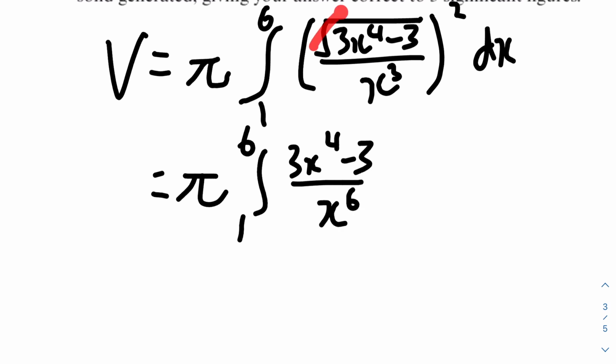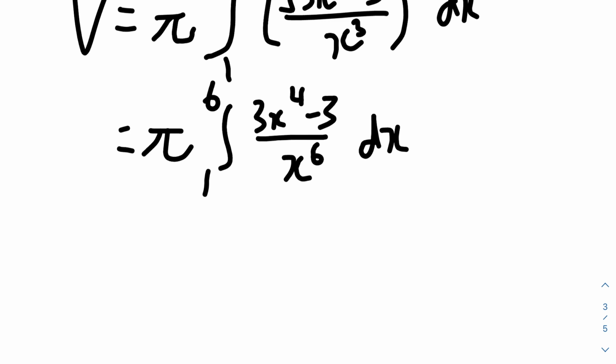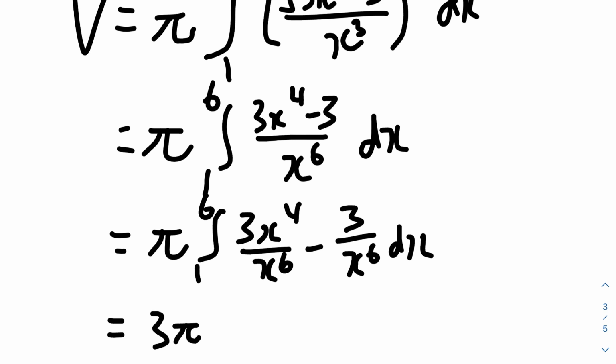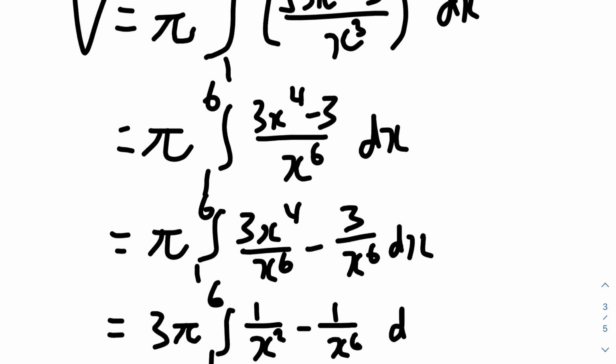Because we basically just get rid of the square root, but this remains, you have to square this, and dx. So what we can do now is split the integral into two different fractions. So pi times 1 over, from 3 x to the power 4 over x to the power 6 minus 3 over x to the power 6 dx. And now we can factorize the 3 out first, so it would be 3 pi from the integral 1 to 6 of 1 over x squared minus 1 over x to the power 6 dx.